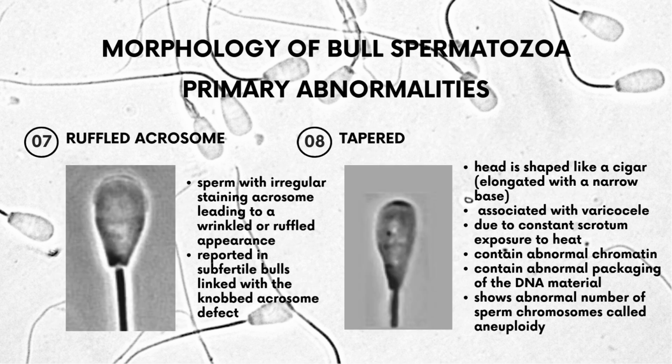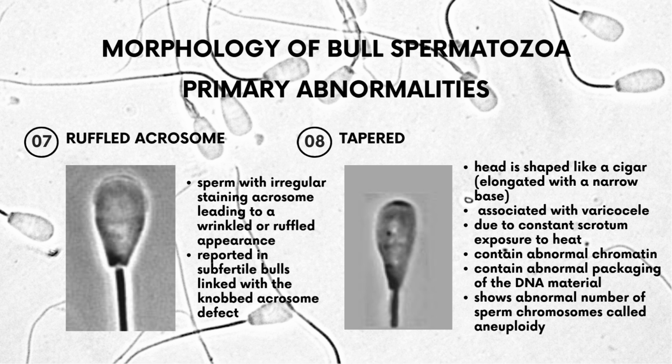Next slide contains the ruffled acrosome. This is a sperm with irregular staining acrosome leading to a wrinkled or ruffled appearance. This condition has been reported in subfertile bulls where they were linked with the knobbed acrosome defect. A genetic basis was suggested by the occurrence of the 3 defects in 4 sons of a subfertile Holstein sire in one study.